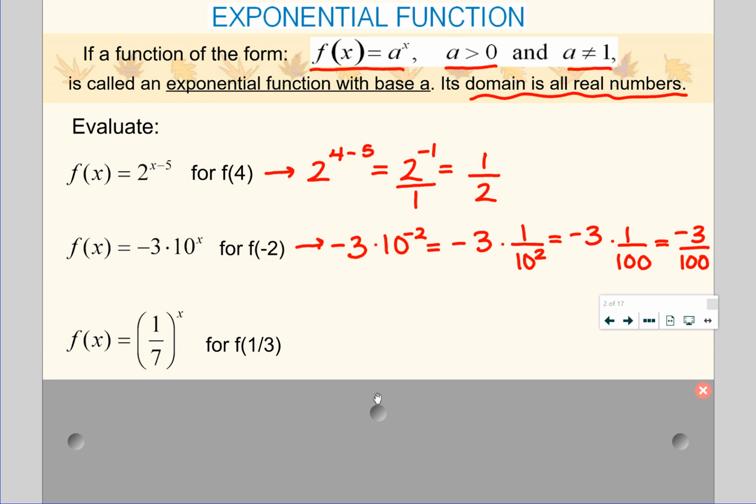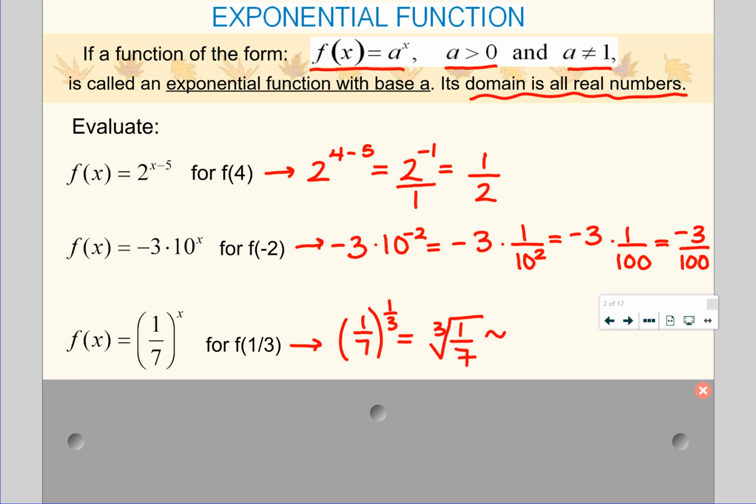Let's say I have f of x equals 1/7 to the x power, and I'm evaluating for 1/3. So that would look like 1/7 to the 1/3 power. Another way to write this is the cube root of 1/7. That's what a 1/3 power is. 1/2 would be a square root, so on and so forth.